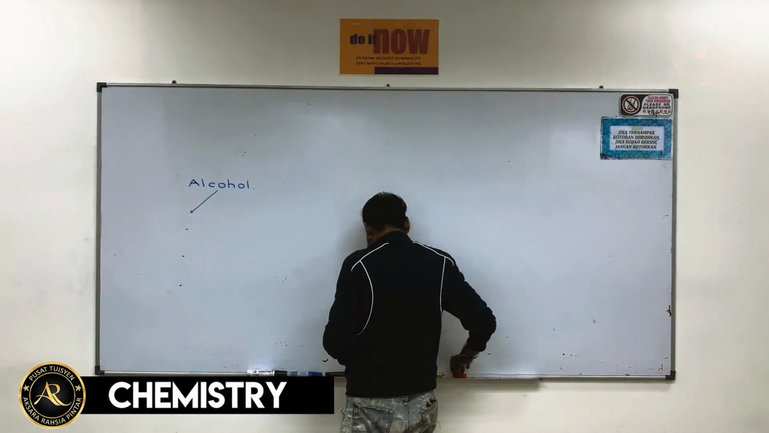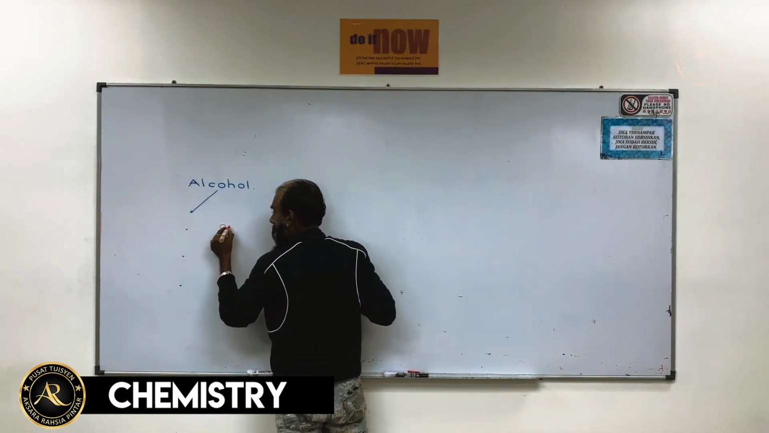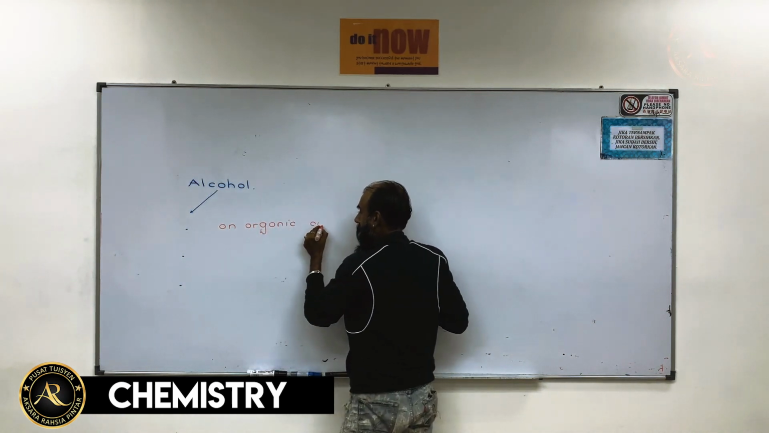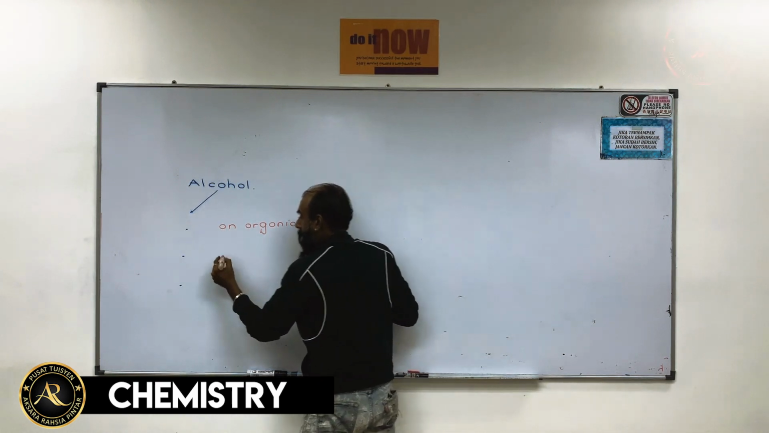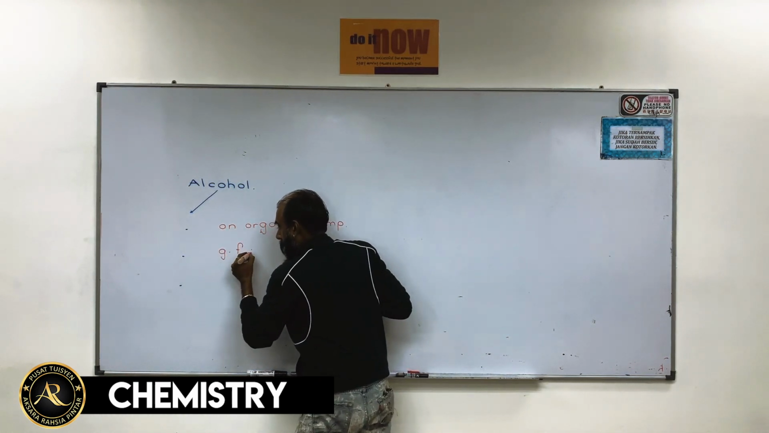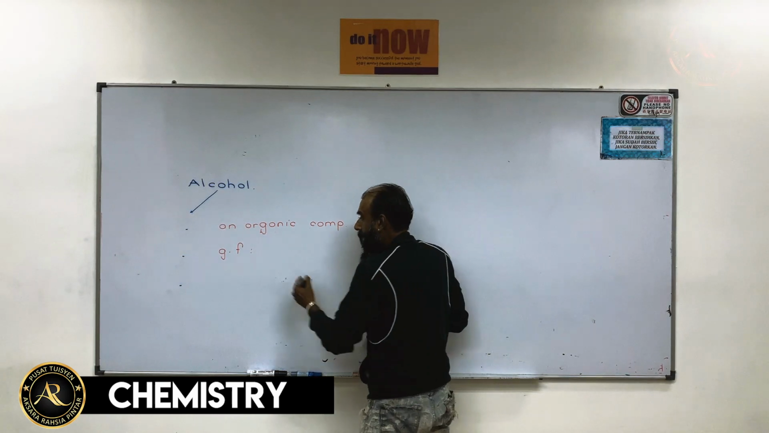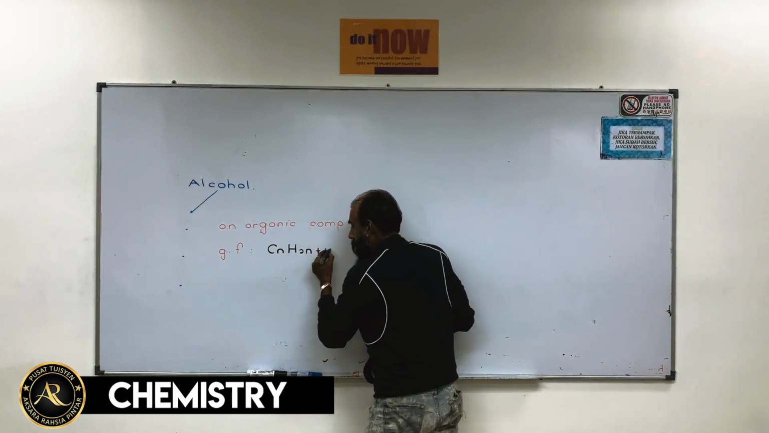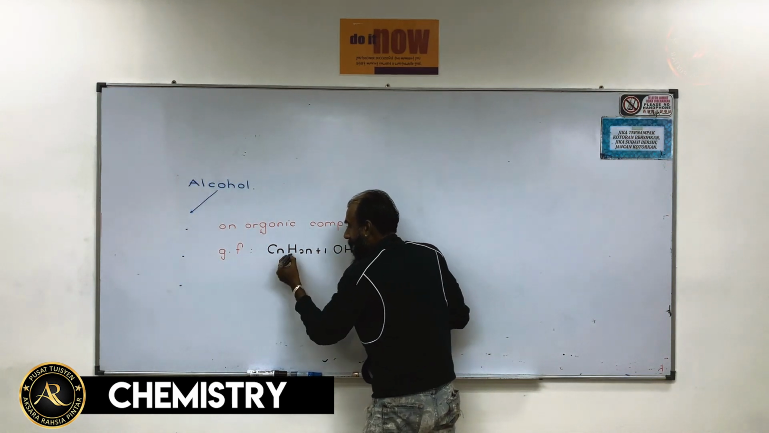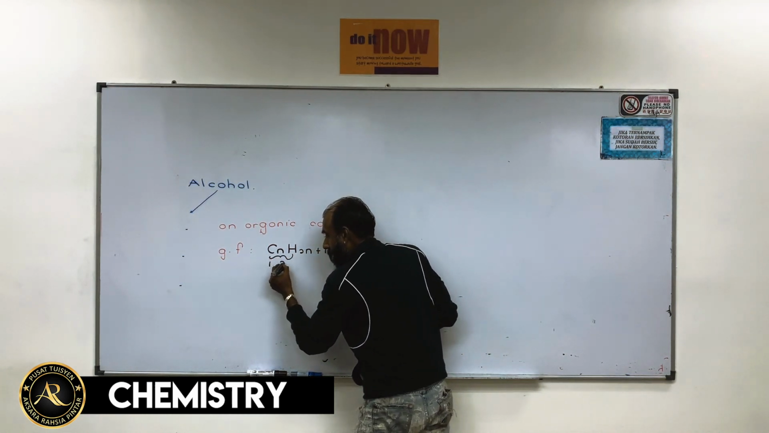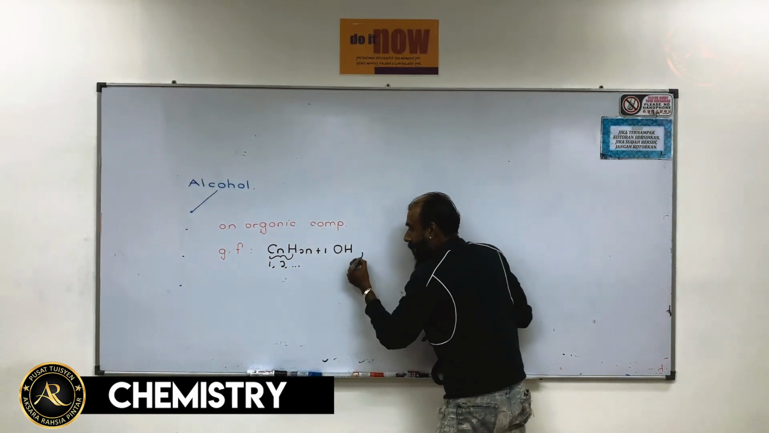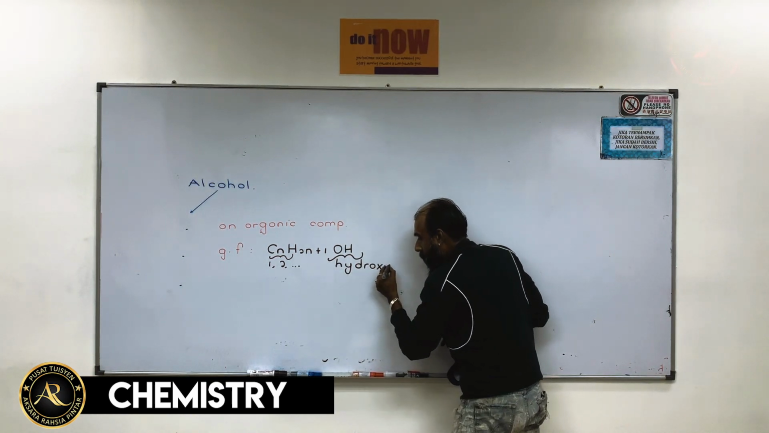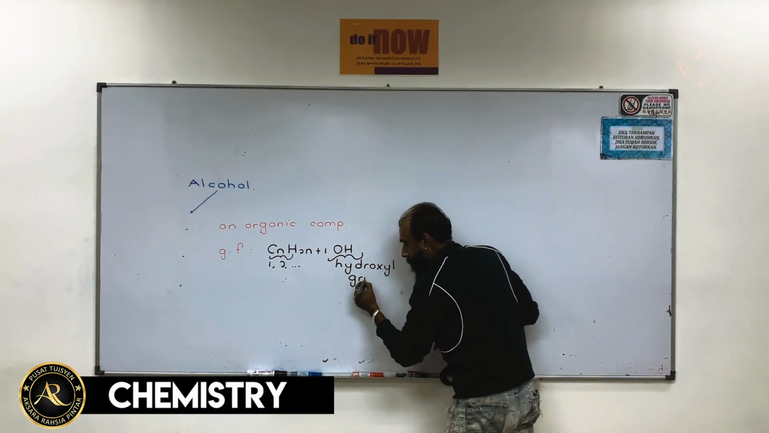Number one, alcohol is an organic compound with the general formula. What is the general formula of alcohol? It is CnH2n plus 1OH. The n begins with 1, 2 onwards, and the OH, which is the hydroxyl group.